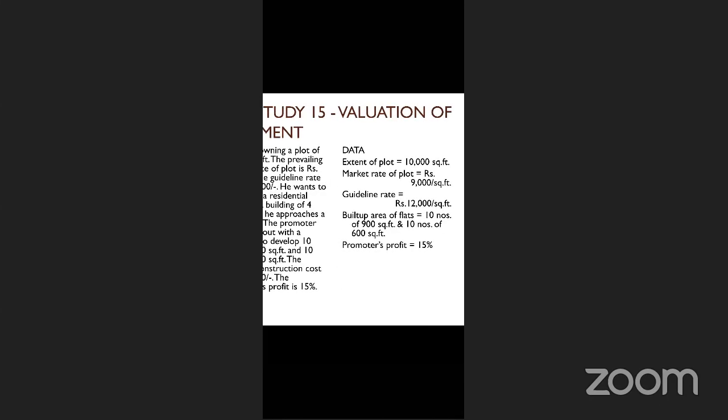So I think they will ask for, okay, let us see what the question is. Anyway, you write down all the data given. Extent of plot is 10,000 square feet. Market rate of the plot 9,000. Guideline rate is of no use, it is just given. Built up area of the flats: 10 numbers of 900 and 10 numbers of 600. Of course here you can add promoter's profit. It is given in the last line: the promoter's profit is 15%. So add it, let it be there in the data. Let us see one by one. As questions come, we will answer accordingly. Once the data is on your sheet, whenever the sub questions come, we will see the data and compare it.